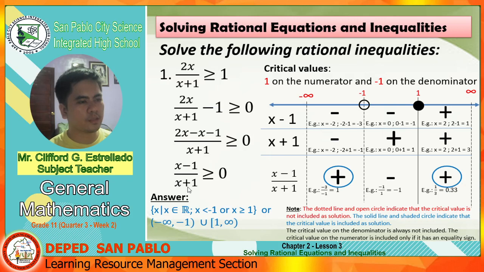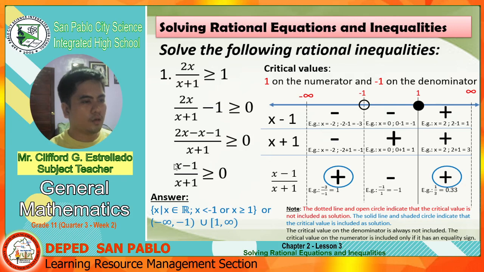So since the left side of the inequality is already a single fraction, and the numerator and denominator are unfactorable, and the right side of the inequality is 0, the next step is to make a table of signs. So we have here on the right side the table of signs. So get first the critical values.